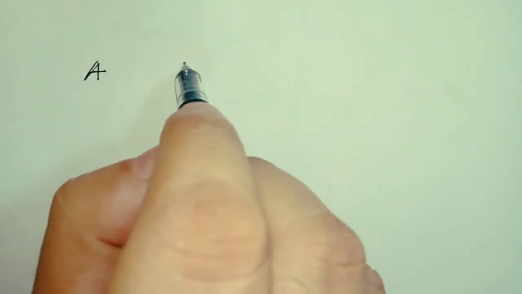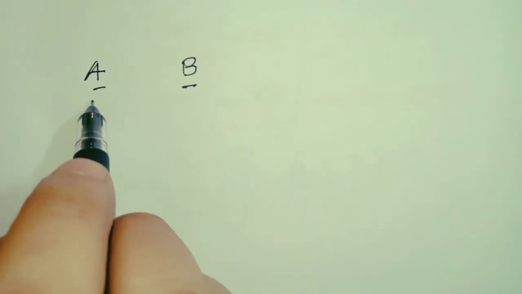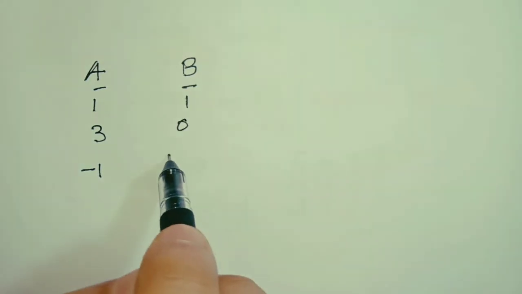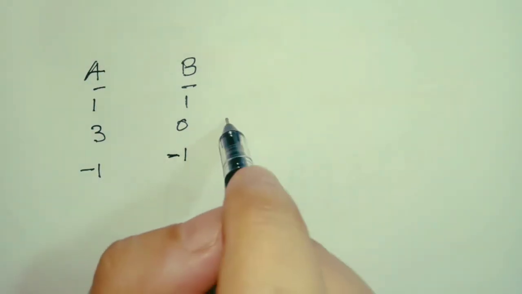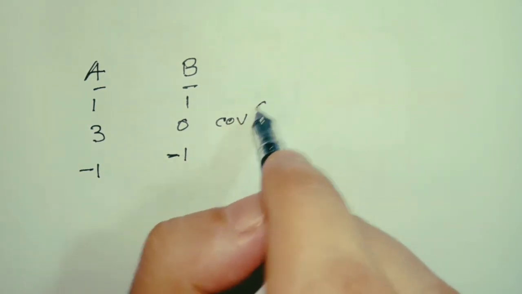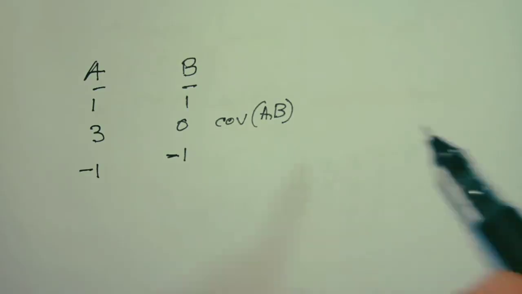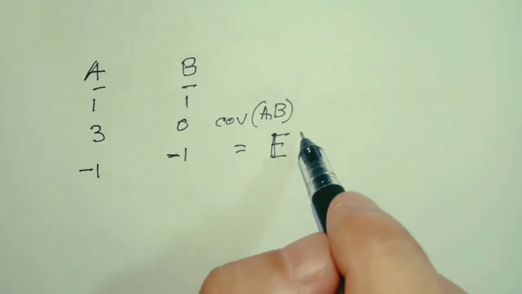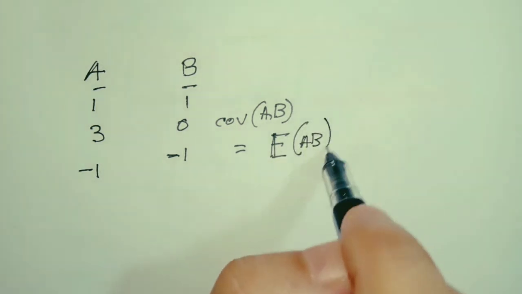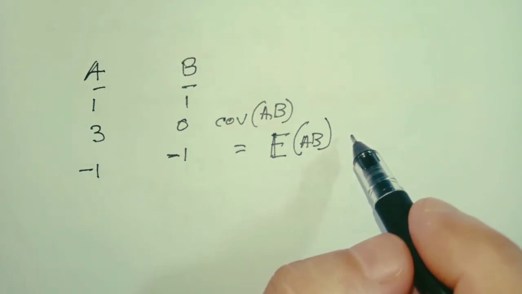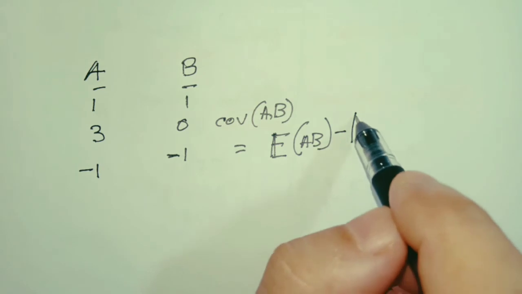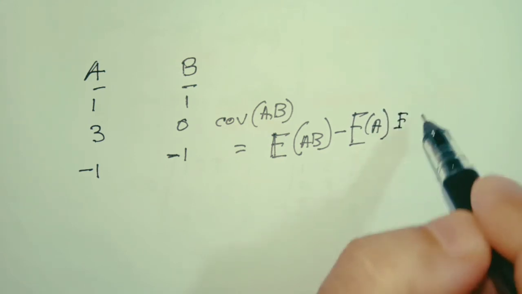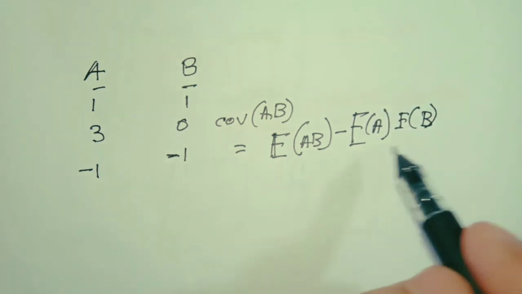So A, and if I see B, and if I write those values, which I have got: 1 3 and -1, and I've got 1 0 and -1. Okay, and I need to find out the covariance of A and B. So what I can do is find the estimated value, this is the formula. So estimated value of AB, right? And this would be subtracted by the estimated value of A multiplied by the estimated value of B. So this is the general formula.